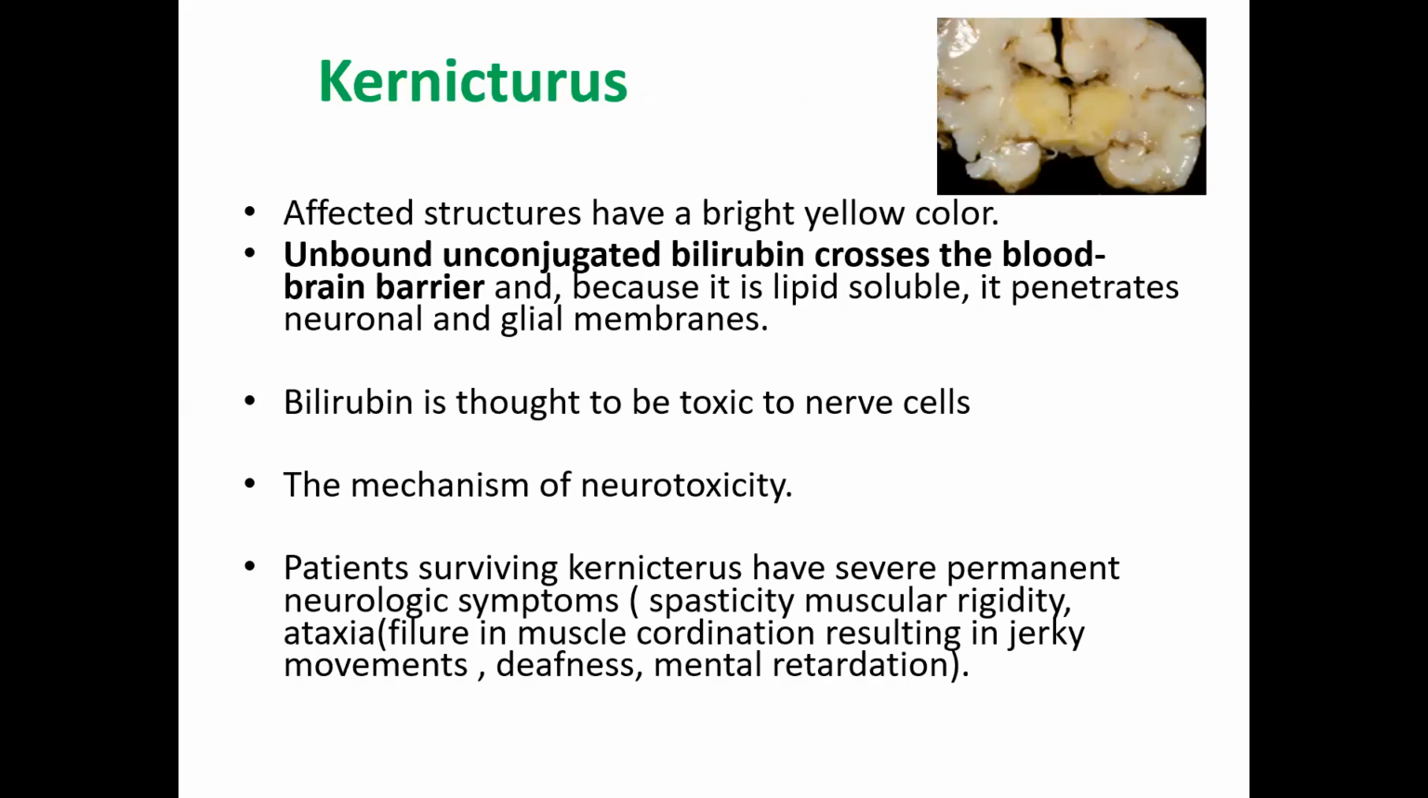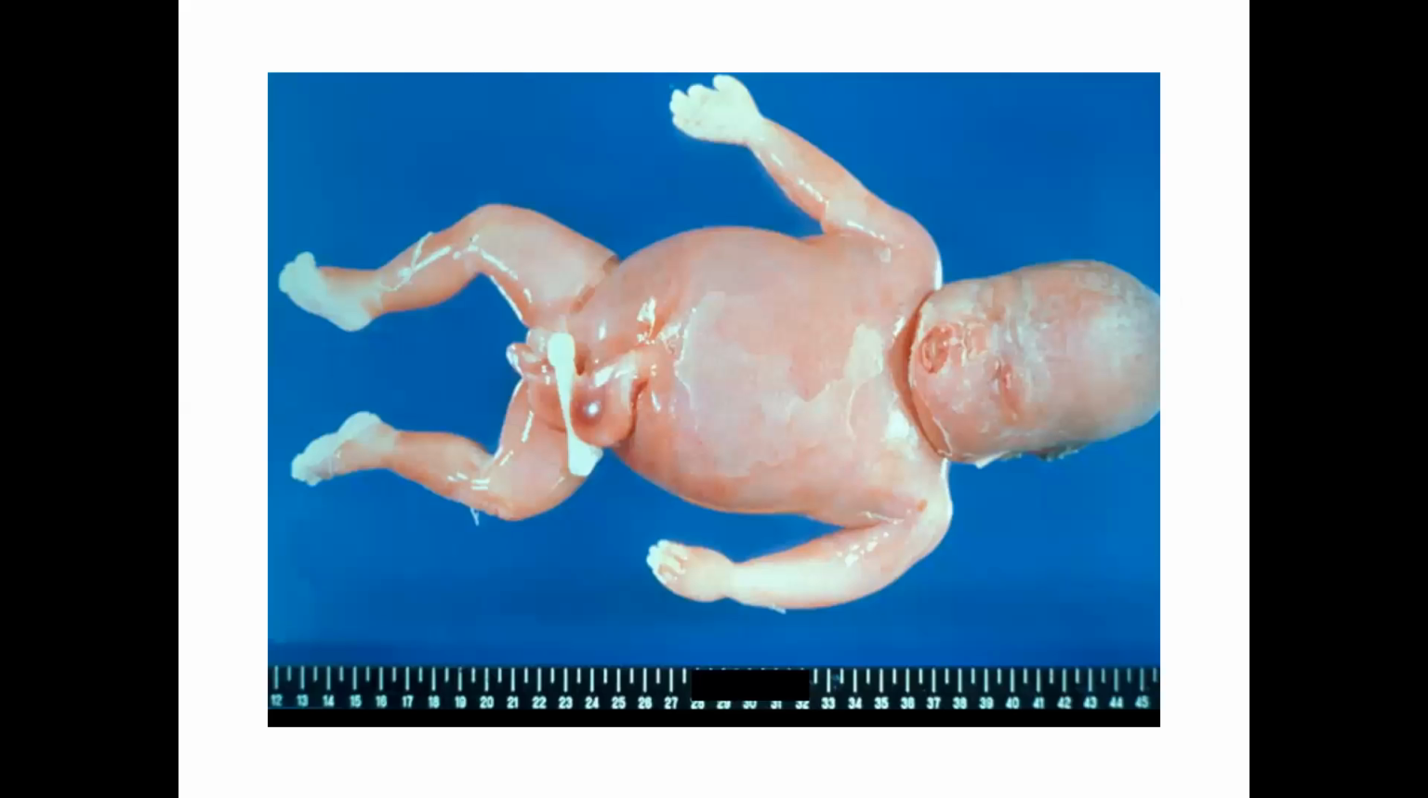So due to the neurotoxicity, what will happen? Spasticity, muscle rigidity, and ataxia, meaning stiffness of the muscles. Due to that, the body will not move properly. Okay, deafness, mental retardation, and jerky movements like this. This is the height of it.